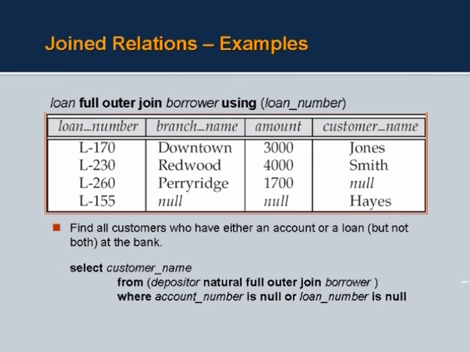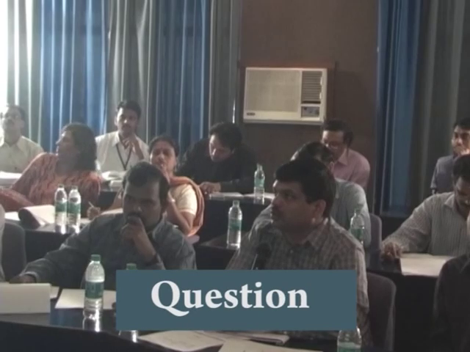So after this, you can do one more. You can say natural full outer join. It should be properly bracketed so that it's clear that you first do outer join depositor borrower and then do the outer join with customer. Any questions? The syntax for full outer join, if we omit the word natural, is that still valid? Not really. You have to use one of natural, on, or using. If you say on, the condition is explicitly specified. If you say using, it is on the specified columns. If you say natural, it's on all.